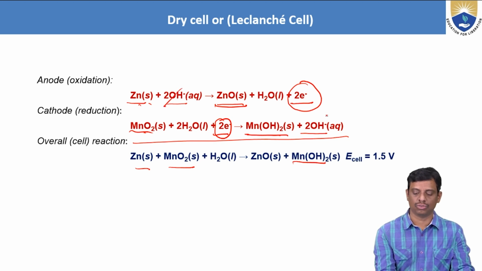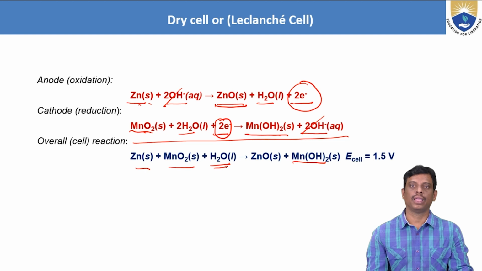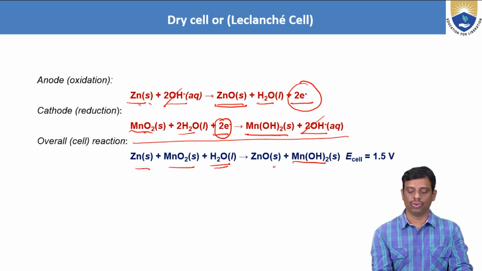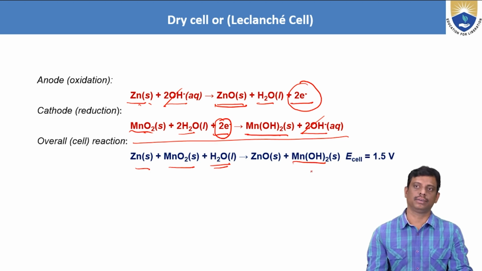The 2 OH minus ions, and there is one H2O, another H2O. We cancel the one H2O, then we are getting one H2O. So this is the overall reaction: zinc, manganese oxide in the presence of a water molecule goes to zinc oxide plus manganese hydroxide.